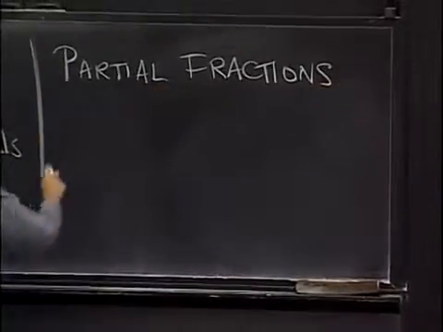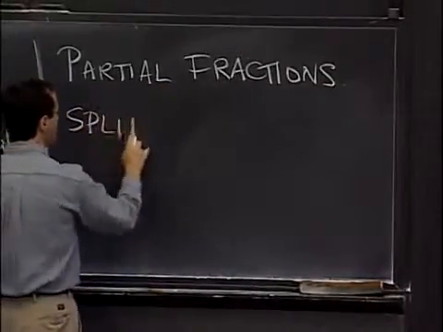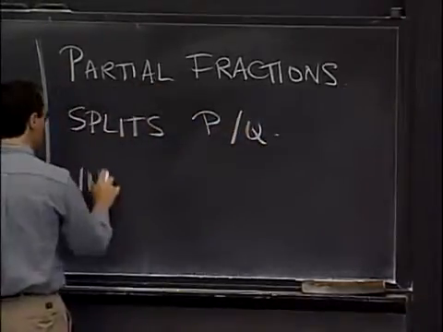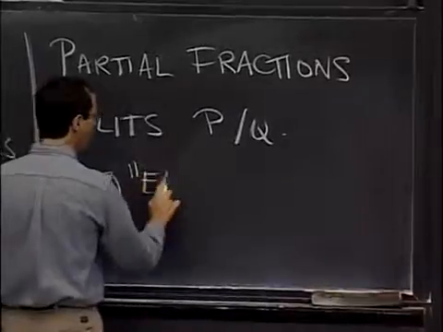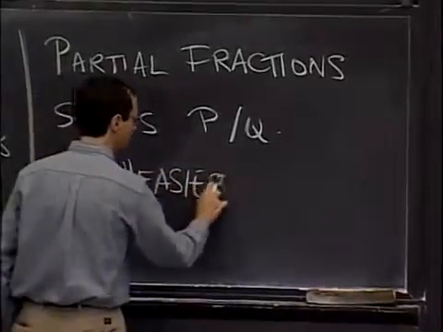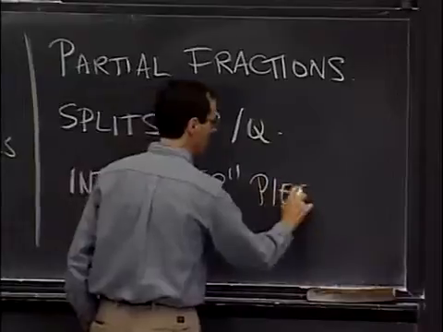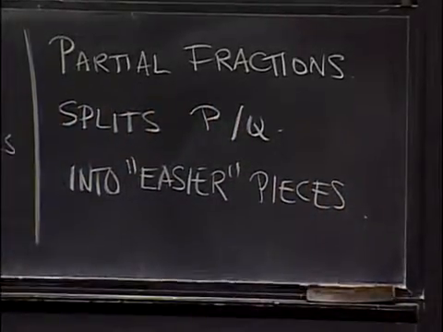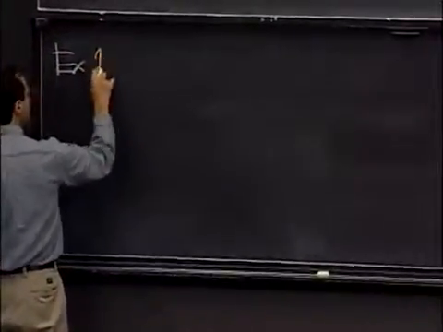And what this does is it splits p over q into what you could call easier pieces. So that's going to be some kind of algebra, and that's what we're going to spend most of our time doing today. I'll start with an example, and all of my examples will be illustrating more general methods.